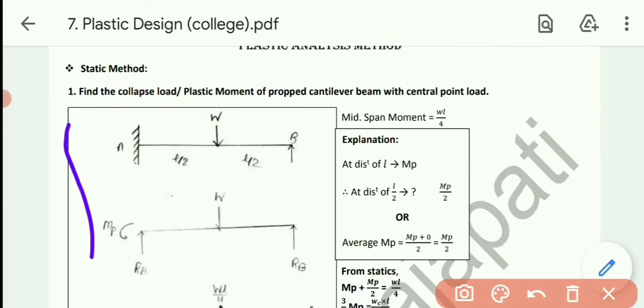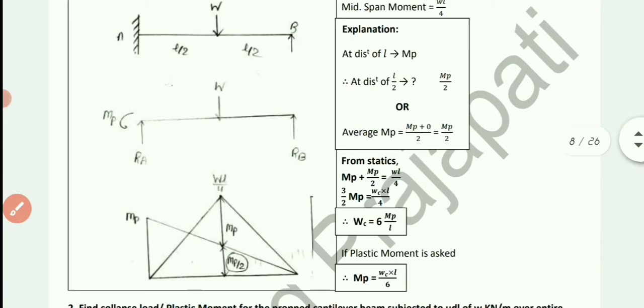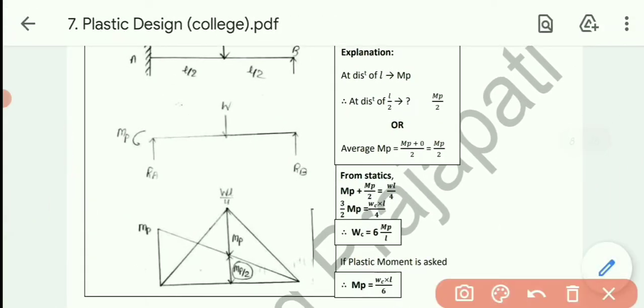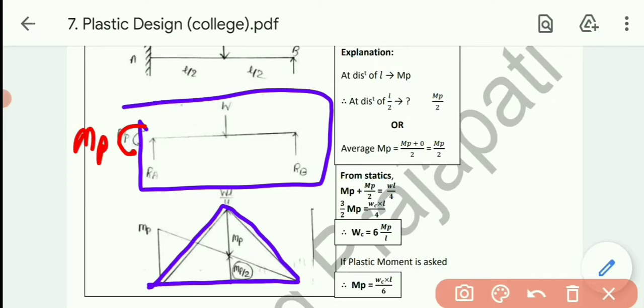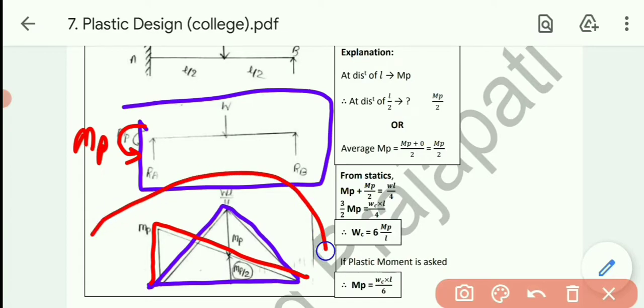Let's see how the diagram is drawn. First of all, this one is the simply supported beam with central point load, and this diagram is WL by 4. Talking about the redundant moment diagram, over here the moment is MP, so its diagram is like this. Ultimately we will get our final diagram. This is the combination of the simply supported bending moment diagram as well as the redundant diagram.